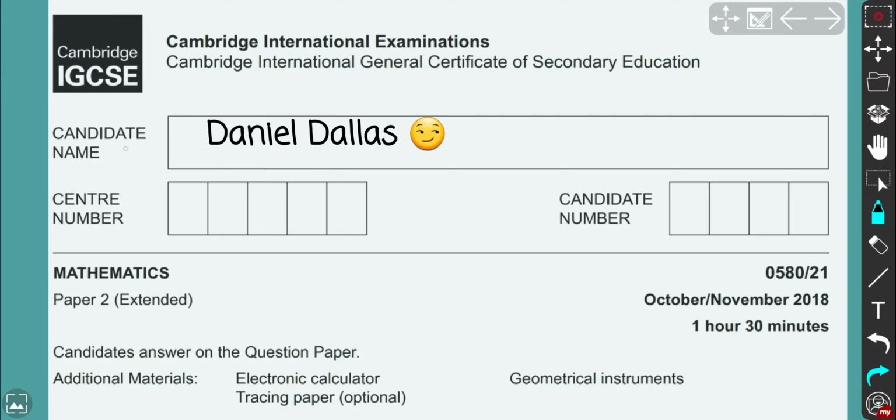I'm going to be a candidate for the IGCSE Cambridge examinations. That's the Paper 2 Extended version for October/November 2018, from Series 1. You can download this paper from Save My Exams, where I found it, so in the description below you can find the link. Let's see how much time it takes for me to do it. Alright, so count the time and let's get started.